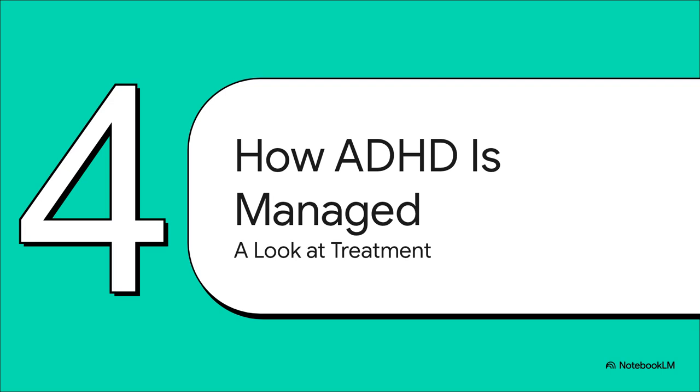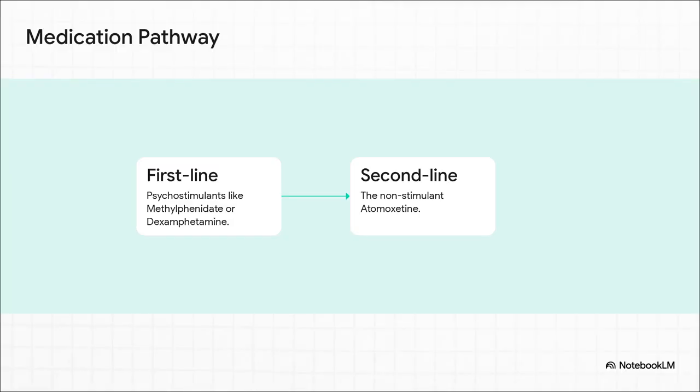What does a treatment plan even look like? Well, the approach is actually pretty straightforward. It's a clear, step-by-step pathway. The first thing doctors usually try is a psychostimulant, like methylphenidate. It sounds kind of backward, but these meds help increase brain activity to improve focus. If that's not the right fit, then they move to a second-line non-stimulant option like atomoxetine.